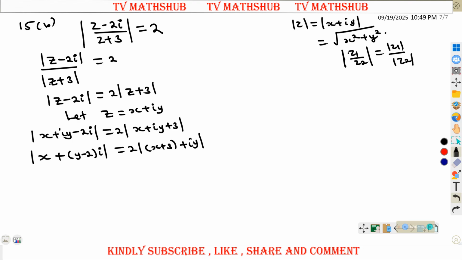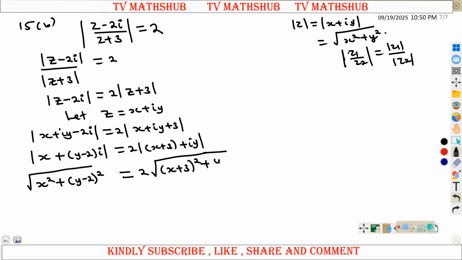From here we shall use this principle, that when you are taking modulus of z, which is of the form x plus iy, it is the same as taking the square root of x squared plus y squared. So this will be the same as taking the square root of x squared plus y minus 2 squared, which is equal to 2 times the square root of x plus 3 squared plus y squared.